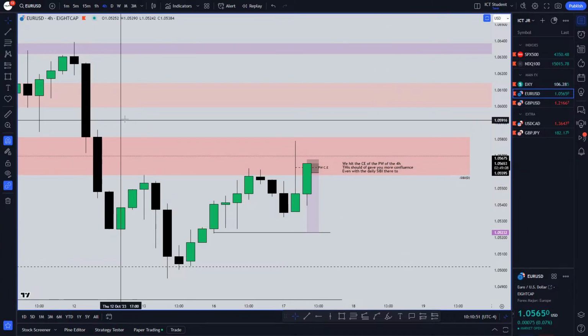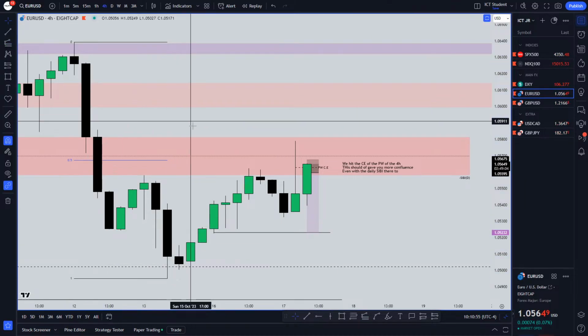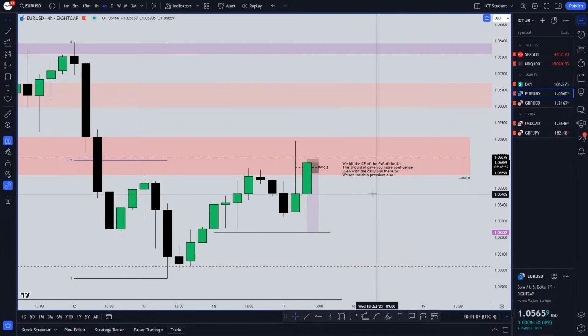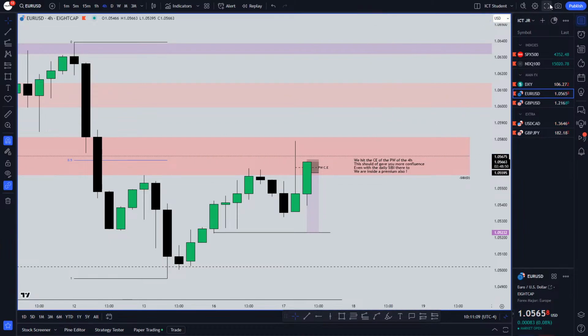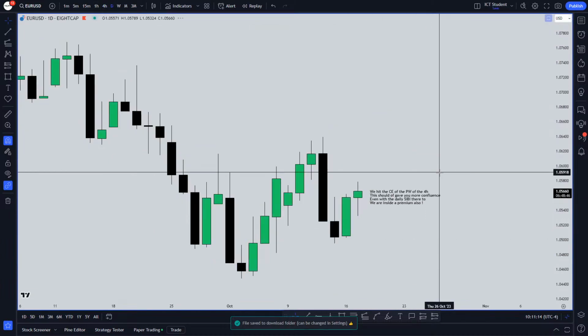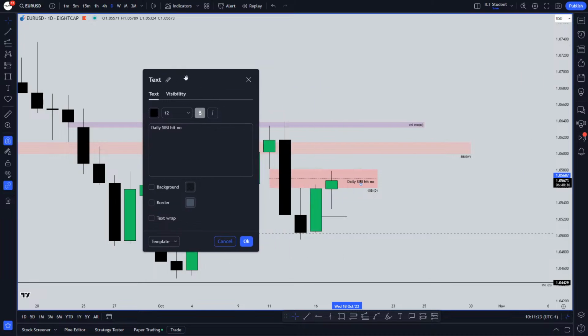And the Civi right here. This one too. Use more of the daily energy here. See, so we are inside of a premium too. What's the daily? Did we hit the consequent encroachment? Oh, we did.